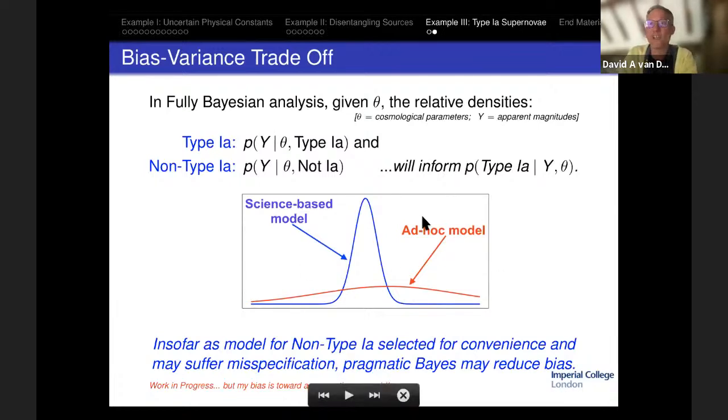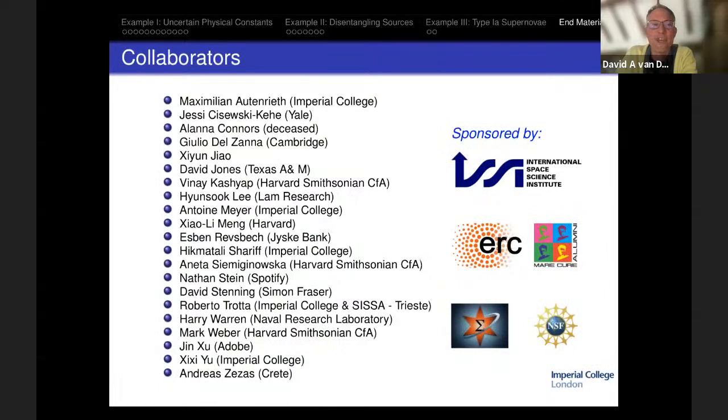This is work in progress. We've done lots of work on stage 1 and on stage 2 separately, but not trying to put them together. But you can see that my bias is towards the pragmatic approach. So I will stop there.